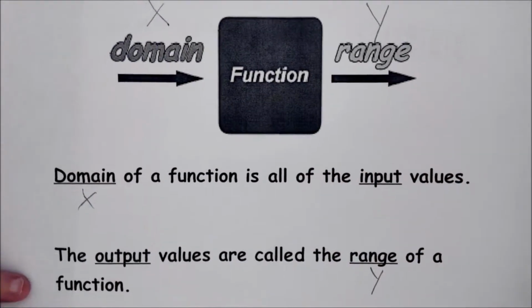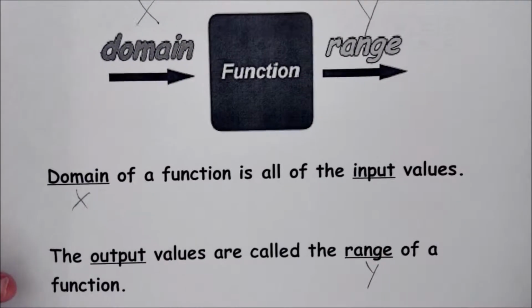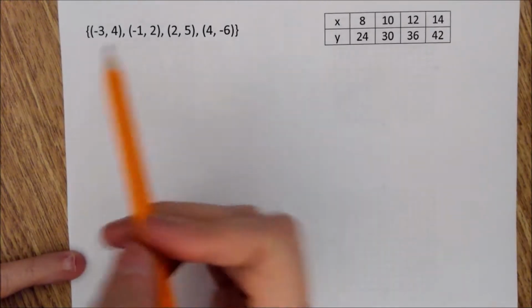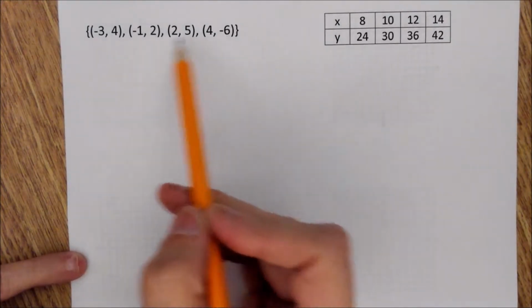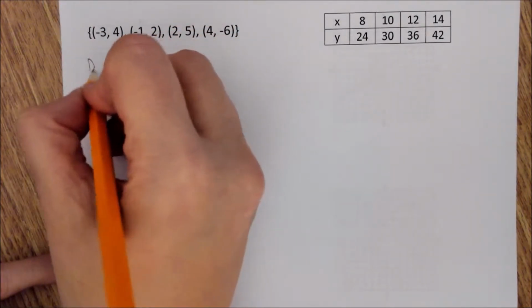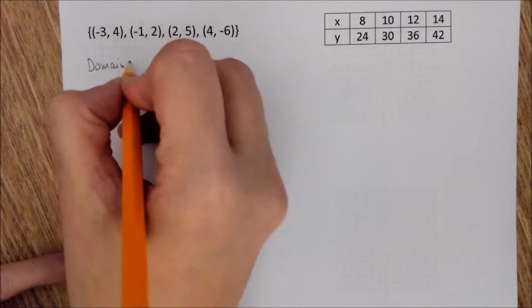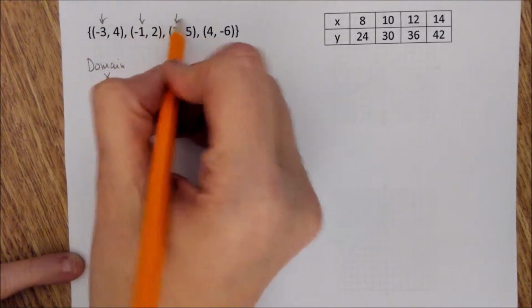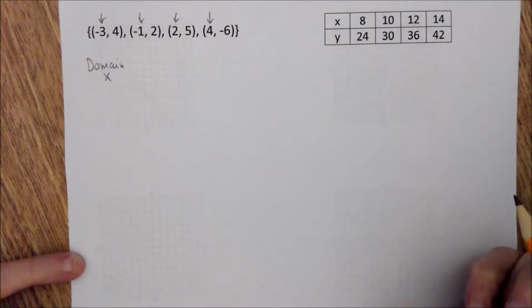So I'm going to show you a bunch of different things that you might see, and we're going to figure out how we do domain and range for them. So the first one is ordered pairs. When I look at a list of ordered pairs, as I said in class, I find this terribly confusing to look at. But I can see if I want my domain, which is my x values, I'm going to look at the first value in each of the ordered pairs.